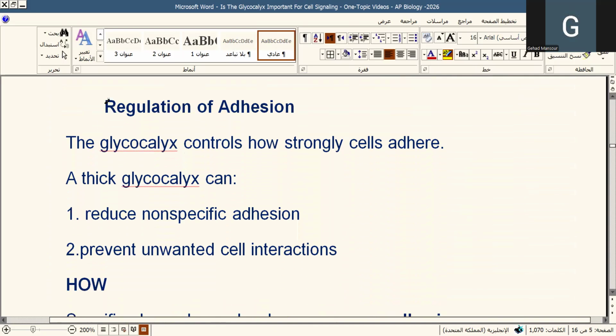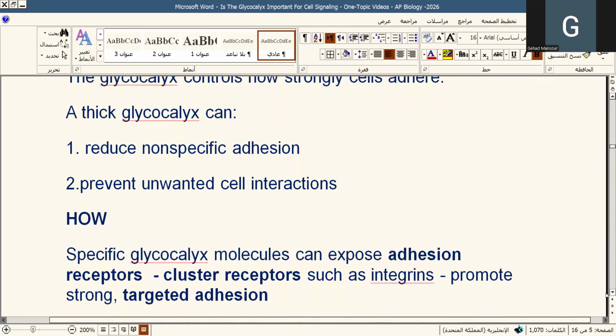But the glycocalyx is not only important for adhesion of the cells to each other and adhesion of the cells to the extracellular matrix, but it is also important for regulation of this adhesion, meaning that we don't want this adhesion to be too strong and therefore affect the flexibility of the function of the cells, nor too loose and therefore lose its significance. So the glycocalyx helps control how strongly the cell adheres to a neighboring cell or to the extracellular matrix.